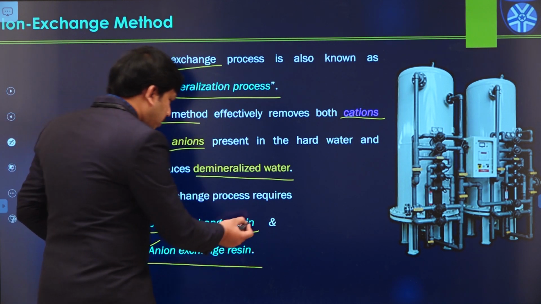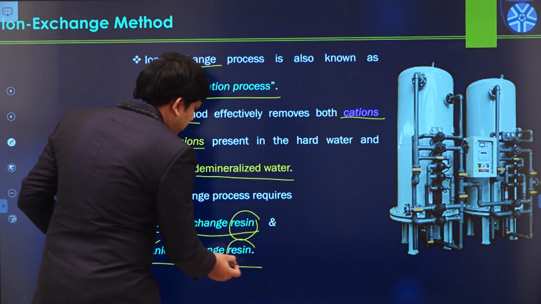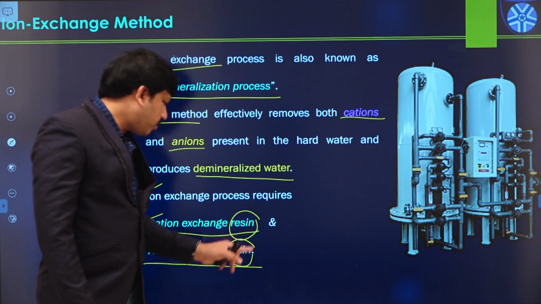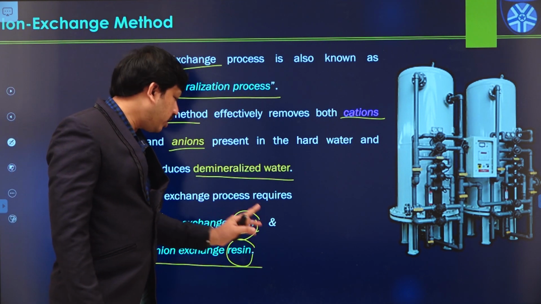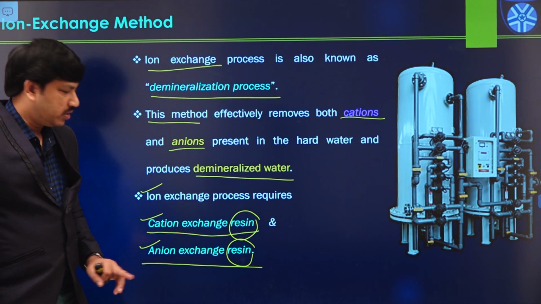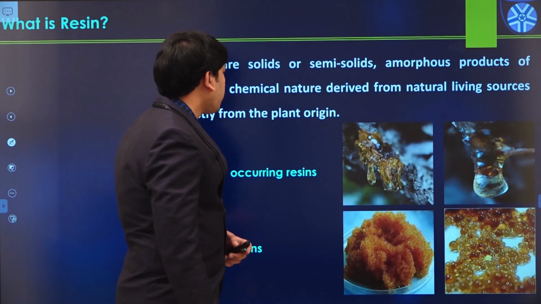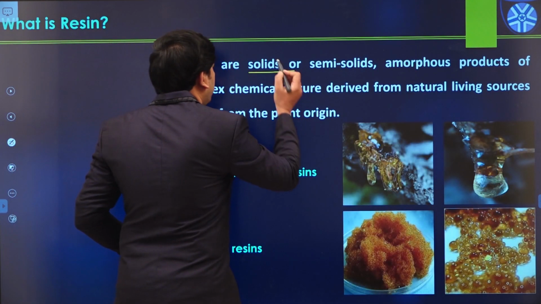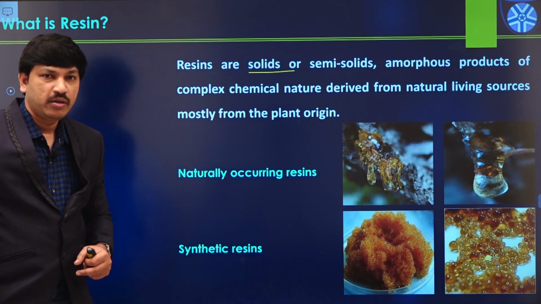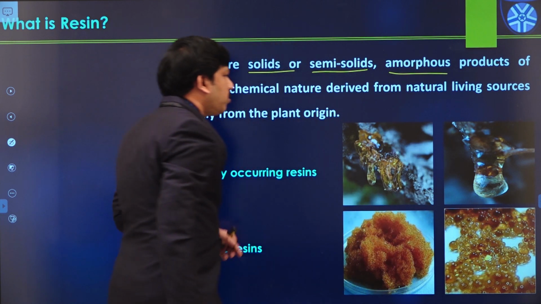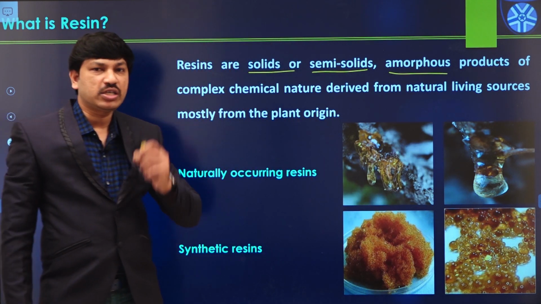Before that, the basic question is, what is the meaning of resin? First we have to understand what this resin is. Then only can you generate a suitable cation exchange resin or anion exchange resin. So let us see what resin is. Resins are solid materials or semi-solid materials or amorphous products. Most of the time these are viscous materials.